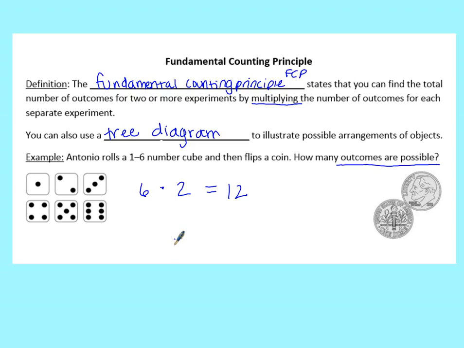A possible outcome, if you're still confused, could be Antonio rolls a 1 and then maybe he gets a heads. So that's one of our possible outcomes. Another outcome he could get with a 1 is getting a tails. So then you would have a 2 and a heads, a 2 and a tails, and so on. So that's how we get those 12 possible pairs there.